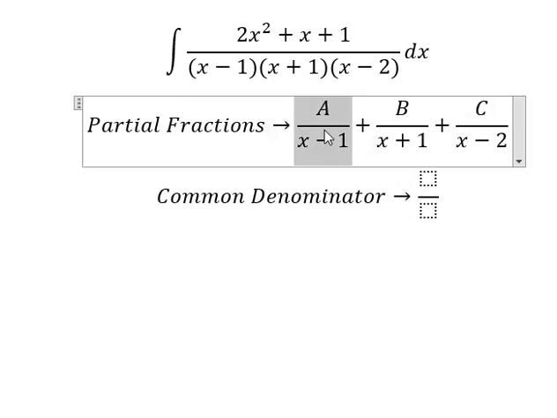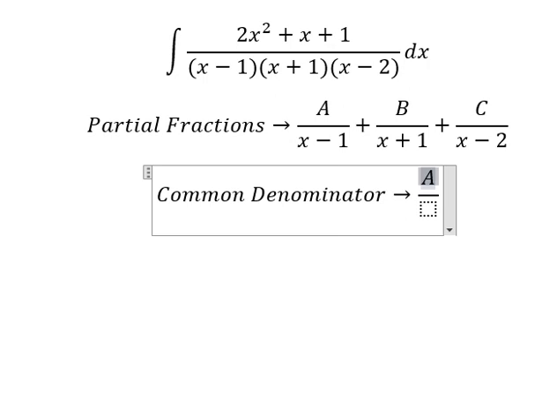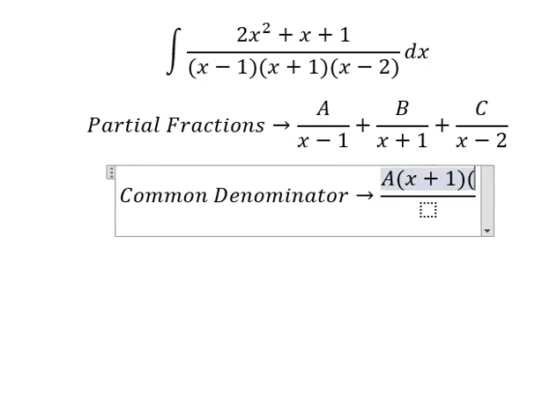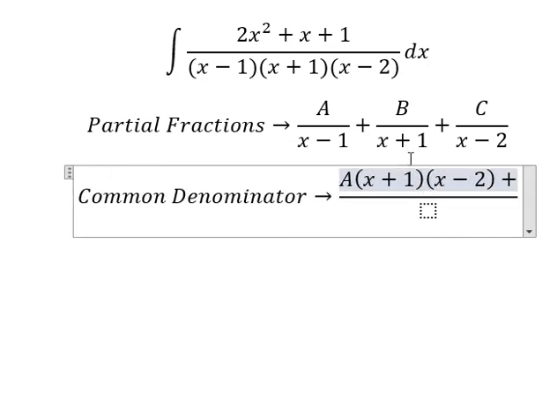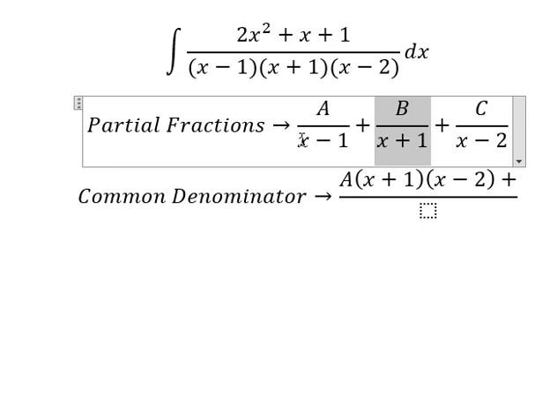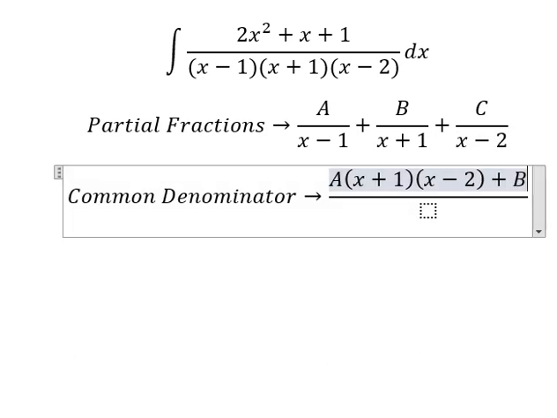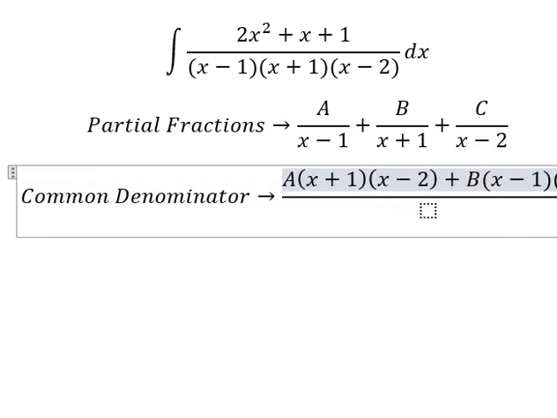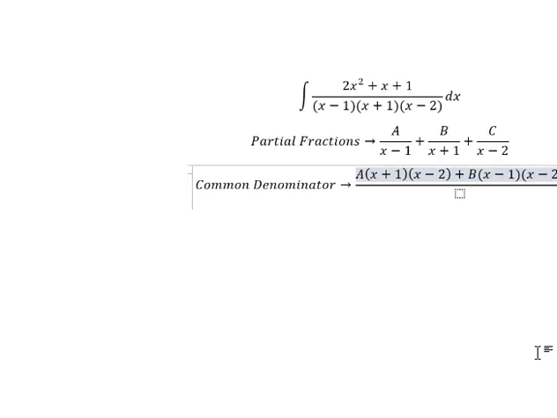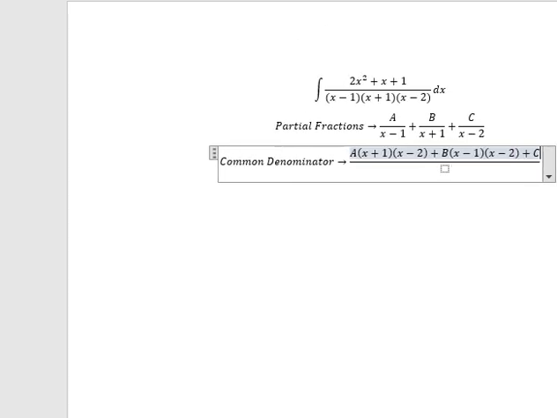So, about this one, it is missing s plus 1 and s minus 2. So capital A will be multiplied by s plus 1, s minus 2. About this one, it is missing s minus 1 and s minus 2. So capital B is multiplied by s minus 1, s minus 2. About the next one, that should be s minus 1, s plus 1.